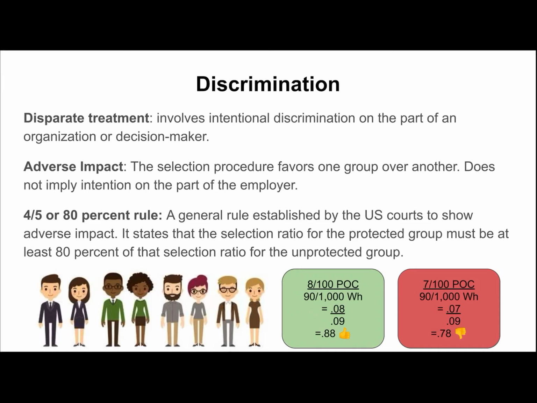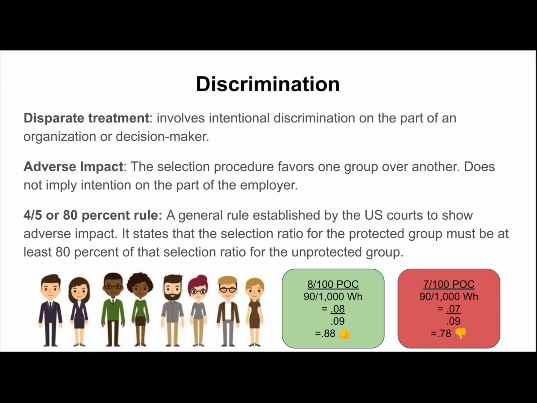100 people of color applied for the job and 1,000 white people applied for the job. Of those 100 people of color, 8 were hired. Of those 1,000 white people, 90 were hired. Now that I've fixed my decimals, you can see that that's an 8% hiring rate for people of color and a 9% hiring rate for white people. When you divide that out, it works out to 0.88, or 88%. That shows that the people of color are being hired at 88% of the rate of white people, which is considered okay because that's more than 80%. This is the 80% rule.